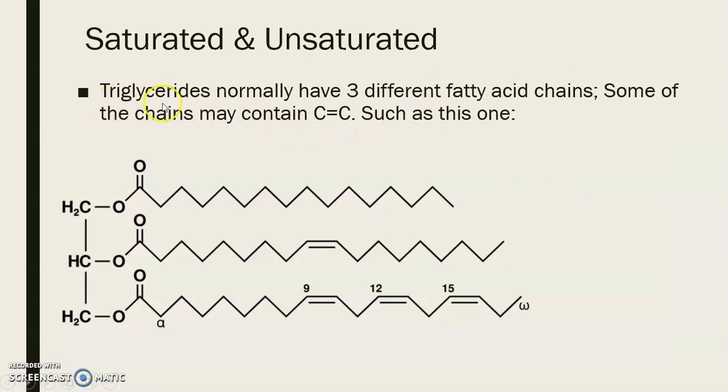Now, triglycerides normally have 3 different fatty acid chains. Some of these chains may contain a carbon-carbon double bond. Here, when we talk about a double bond in the fatty acid chain, we have to be very, very specific, because all fatty acids will have a double bond, that is the carbon-oxygen double bond. But if we want to refer to a double bond in their chains, we have to specifically say that it's a carbon-carbon double bond. That's what we care about, right? We don't care about the common part, which is the carbonyl group.